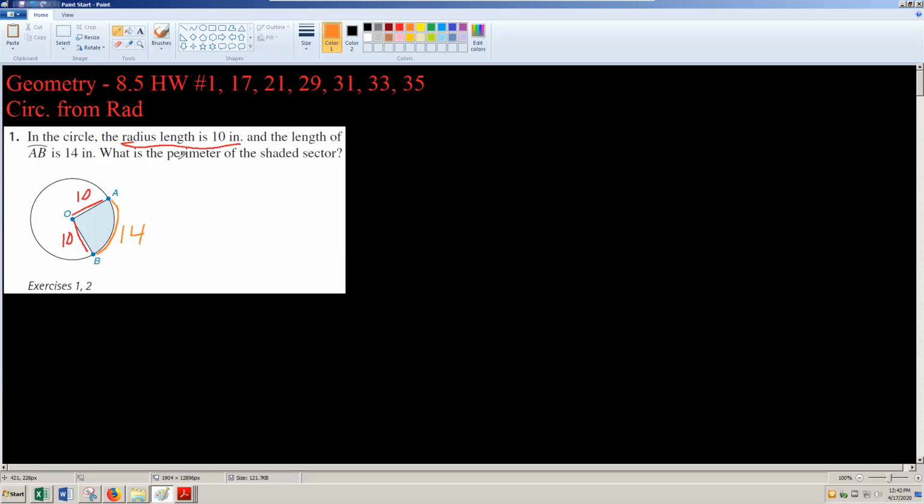So if I want to know the perimeter of the shaded area, it's bounded by red, red, and orange here. So I'm going to add these things up. So I'm going to do 10 plus my 14, 34. Boom, I'm good to go. Any questions on this one? Perfect.